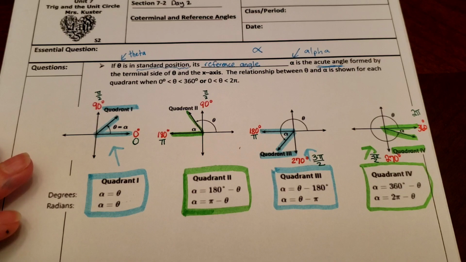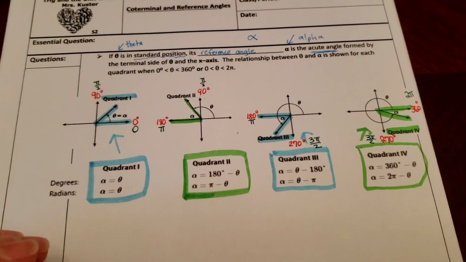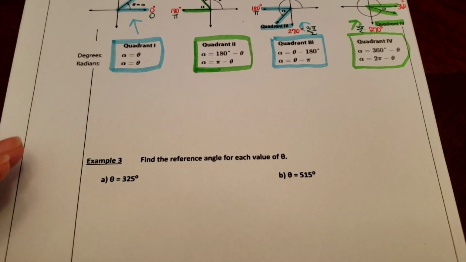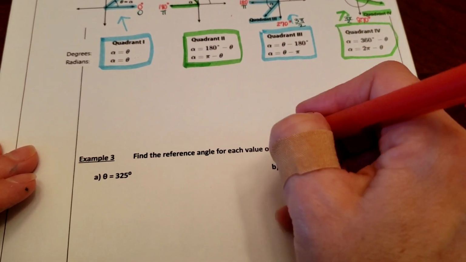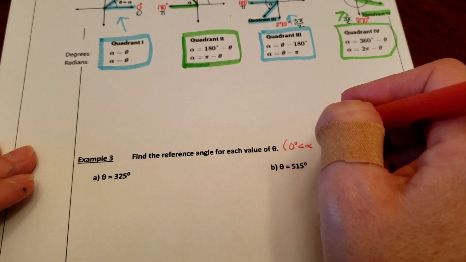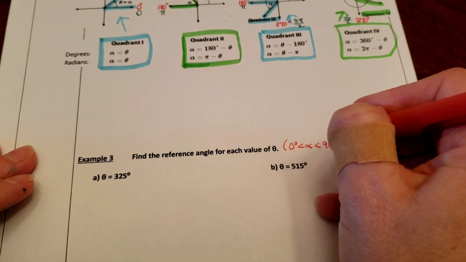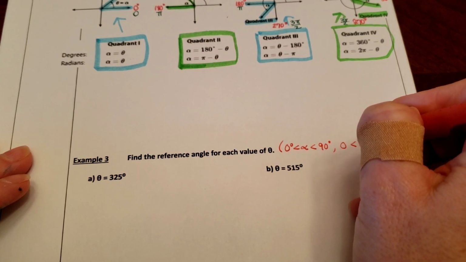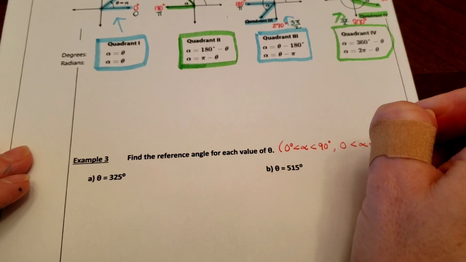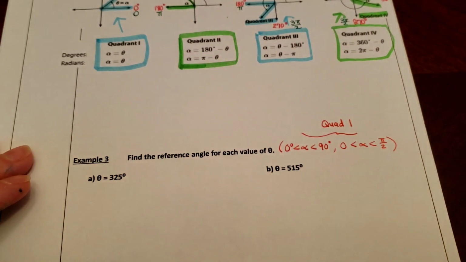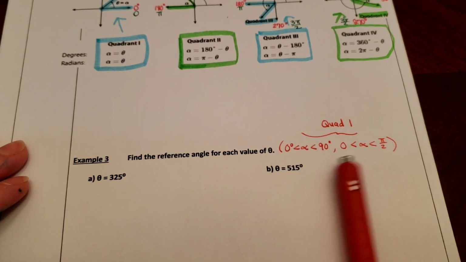Now let's go ahead and take a look at an example. It says, find the reference angle for each value of theta. One thing just to note, the directions probably would also say that your alpha must be between 0 and 90 degrees, or 0 and pi over 2. Again, all this does is tell us that we will be in quadrant 1, but that would probably be a restriction on it, so they would have that reference angle go back to quadrant 1.